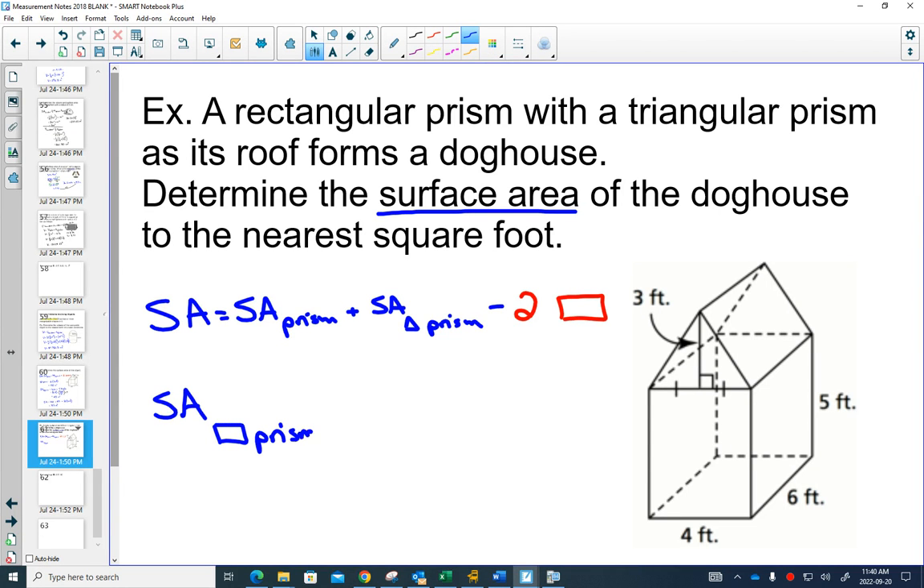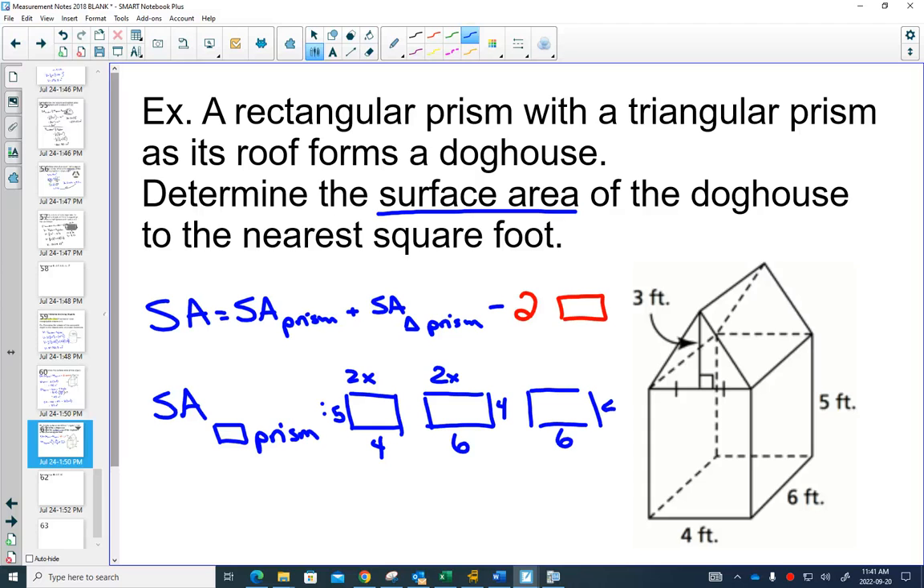Maybe I'll write it like this. What's the surface area of the rectangular prism? You have 6 sides. You have 2 of them. You have ones like this, 2 times this one, and 2 times this one. You have the 4 and the 5. You have the 4 and the 6. And you have a 5 and 6. Length times width for area. Does it make sense? This one is 20, this one is 24, and this one is 30.